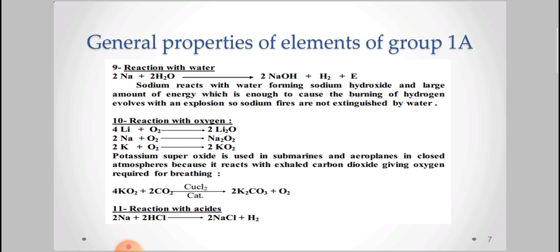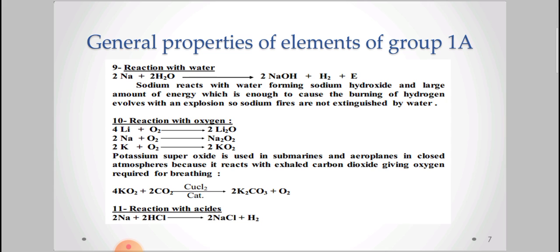But K plus O2 gives KO2, a superoxide. Potassium superoxide is used in submarines and airplanes in closed atmospheres because it reacts with exhaled carbon dioxide, giving oxygen required for breathing. 4KO2 plus 2CO2, in the presence of CuCl2 as a catalyst, gives 2K2CO3 plus 3O2.